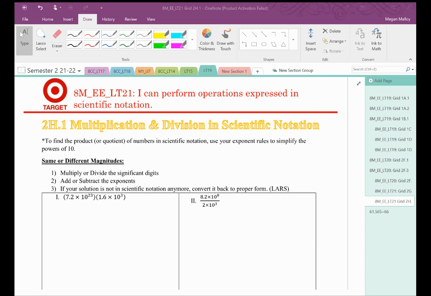All right, we are going to be looking at learning target 21. I can perform operations expressed in scientific notation, and we're going to be focusing primarily on the multiplication and division operations when we're working with scientific notation.